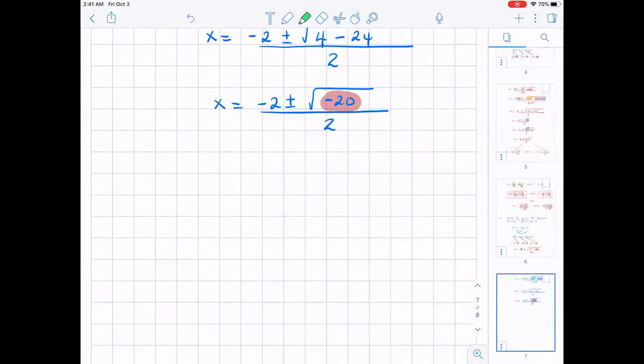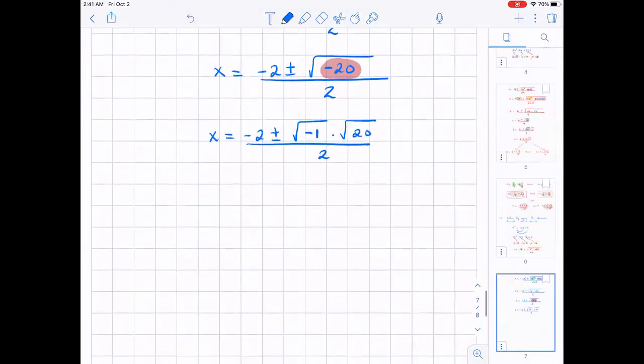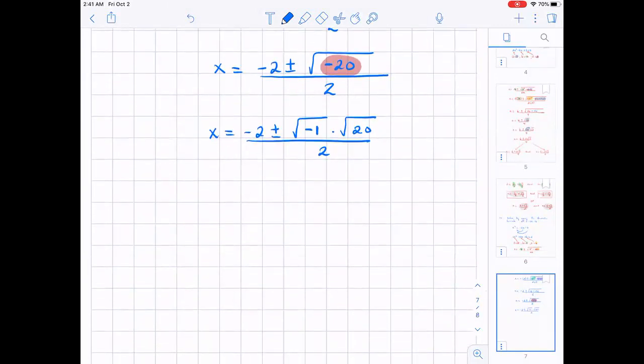Also, 20 is not a perfect square, so we'll simplify this. So here we have x is equal to minus 2 plus or minus the square root. Let's take out the negative 1 times the square root of 20, over 2. I'm doing it step by step; you could combine these two steps. And then 20 can also be simplified. So this becomes x is equal to minus 2 plus or minus the square root of negative 1 times the square root of 4 times the square root of 5.